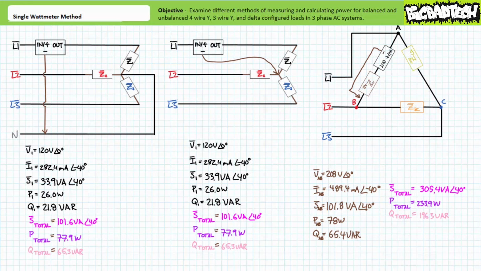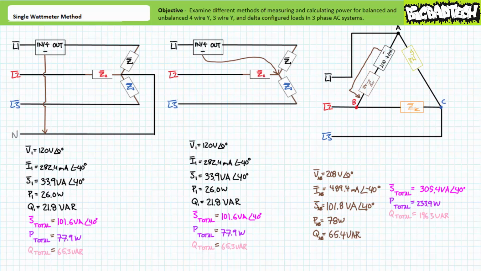The ammeter portion of the wattmeter is buried deep inside the delta configuration. In this case, the in and out connections directly measure 489.4 milliamperes of current at an angle of negative 40 degrees through load impedance ZAB. As with our previous balanced configurations, if we multiply the values displayed by this wattmeter by 3, it would yield a total apparent power figure of 305.4 volt amperes, of which 233.9 watts is directed towards real power and 196.3 VARs is directed towards the reactive interchange. As effective as this method is, it is not without its drawbacks.